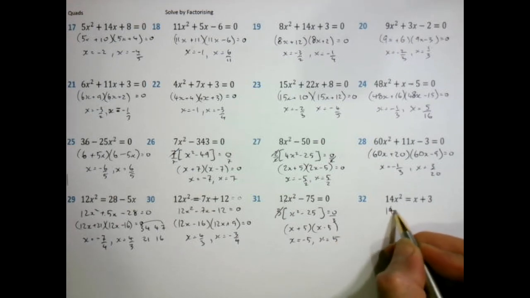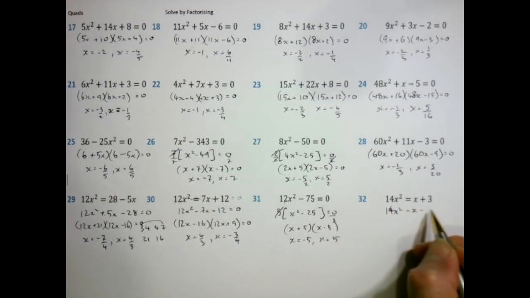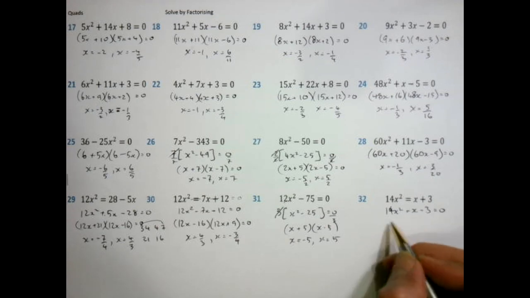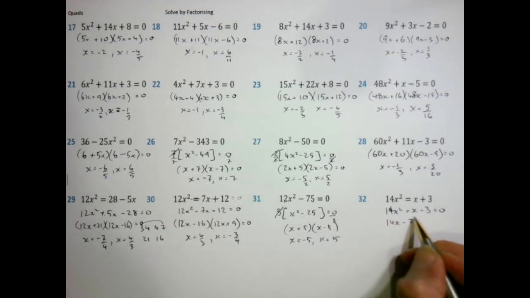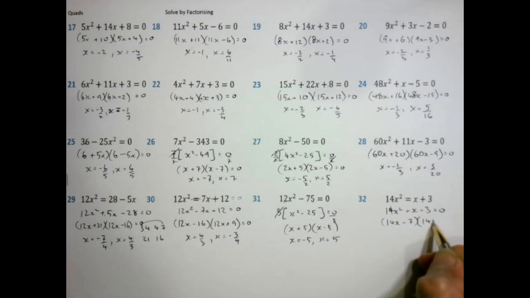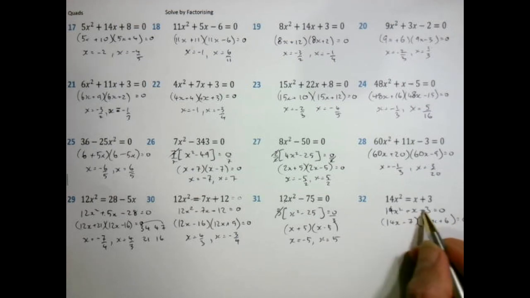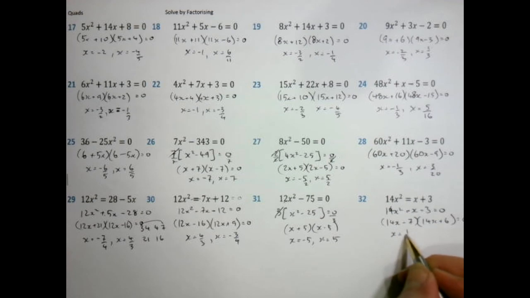14x squared minus x minus 3 equals 0. 14 3s is 42. Factors of 42, difference of 1, because there's 1x there, is 14x minus 7, and 14x plus 6, because 6 7s are 42, which is the same as 14 3s, double that one, half that one, equals 0, and they've got a difference of 1. Big number goes with minus 1, they're both different. X equals a half, x equals 6 over 14, which is 3/7, but we change the sign.